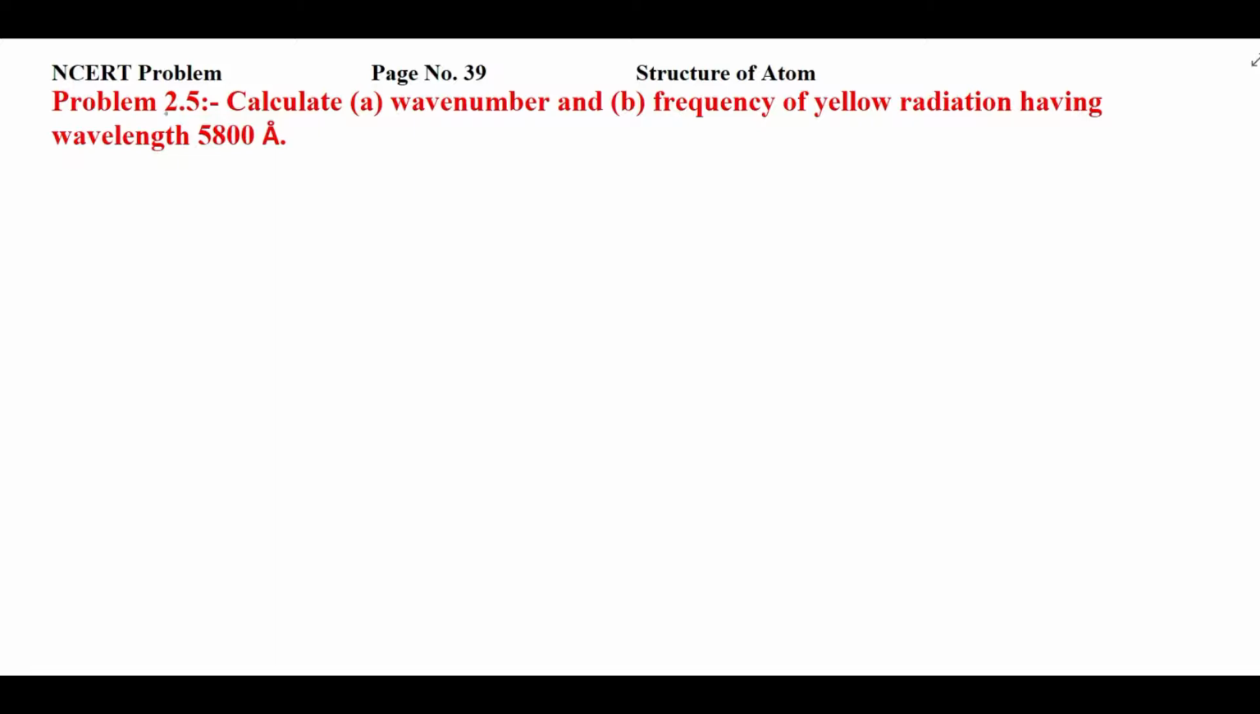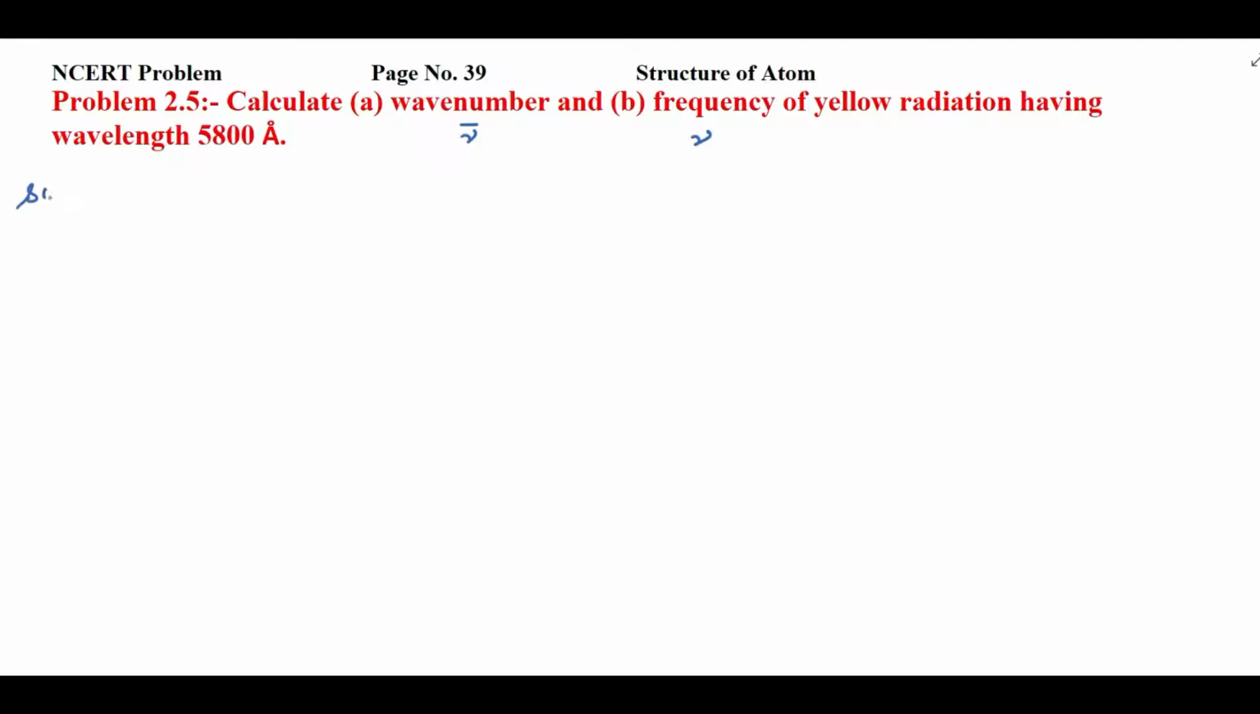Students, this is NCERT problem 2.5 from page number 39 of Structure of Atom, right? So let's read the statement. Calculate wave number and frequency of yellow radiation having wavelength 5800 angstrom. In this question, they have given you a yellow radiation whose wavelength is 5800 angstrom, and you have to find the wave number, that means nu bar, and frequency of yellow radiation, right?